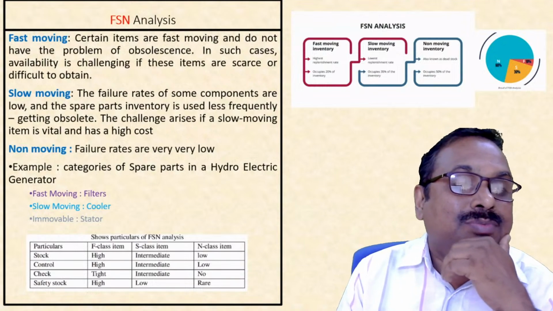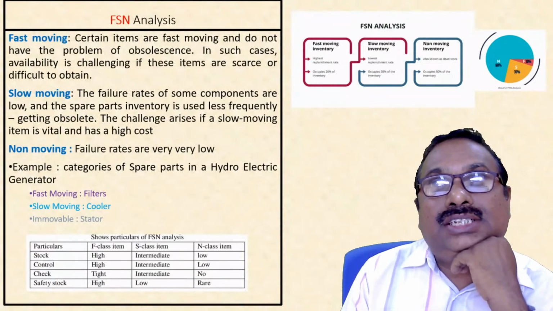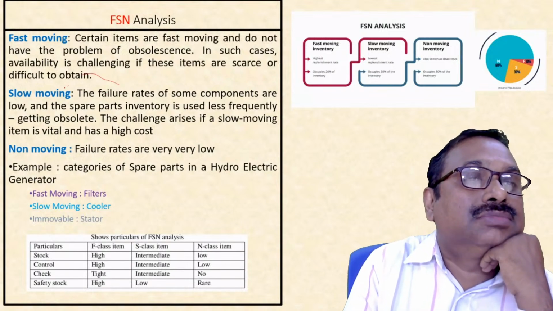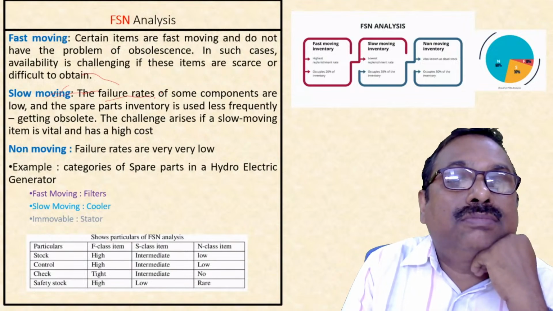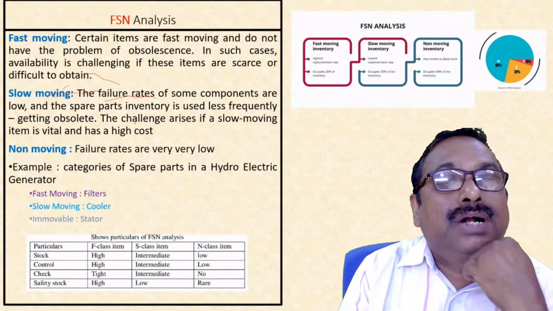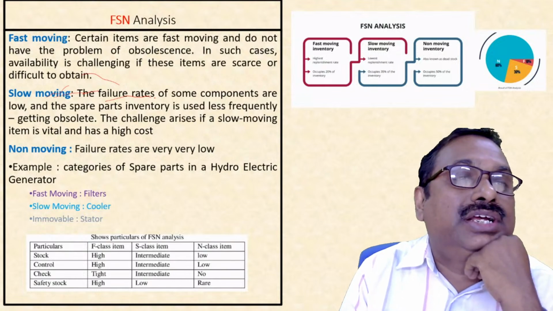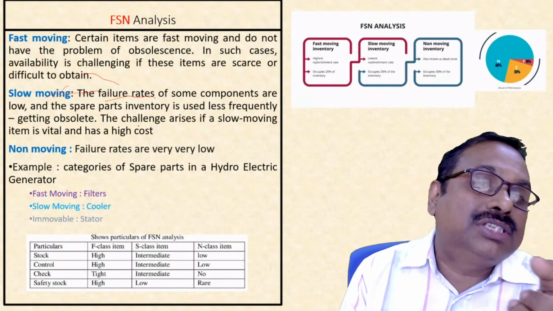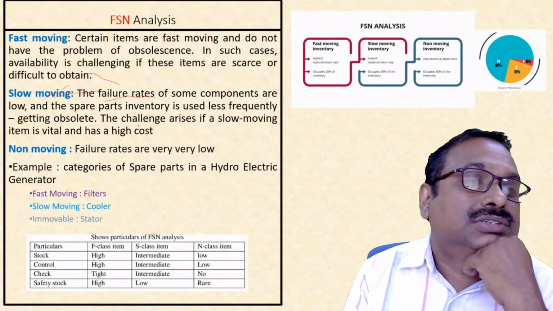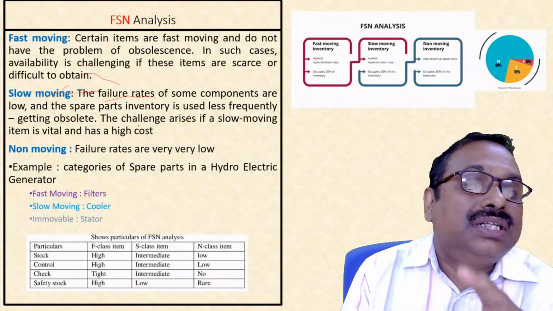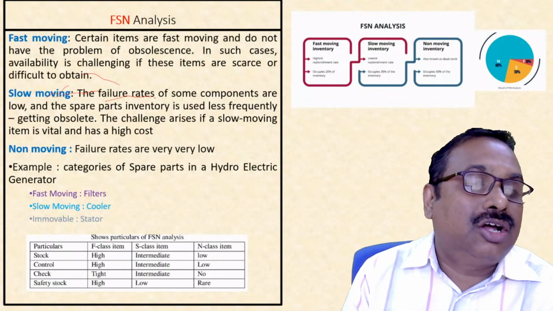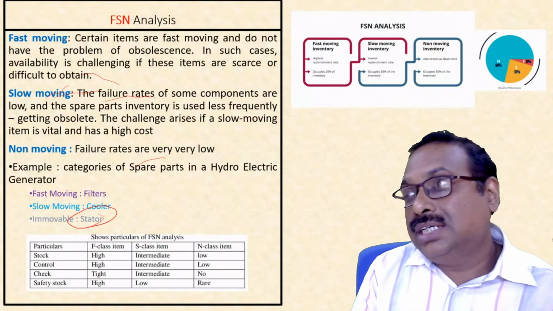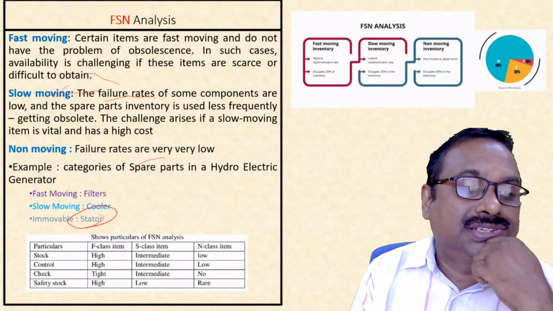Next, slow moving. The cooler they change every 6 years, so it comes under slow moving items. The failure rates of some components are low and the spare parts inventory is used less frequently, getting obsolete. The challenge arises if a slow moving item is vital and has a high cost. Non-moving items: here the non-moving item is a starter, because for the last 25 years they have not changed it.